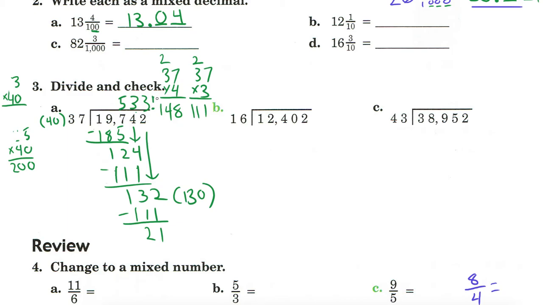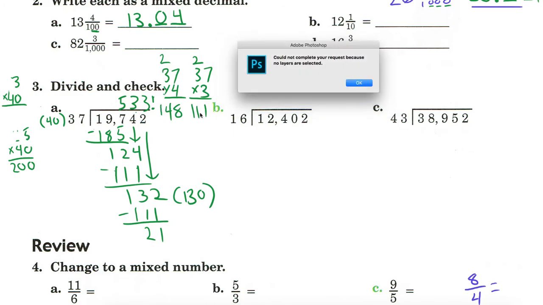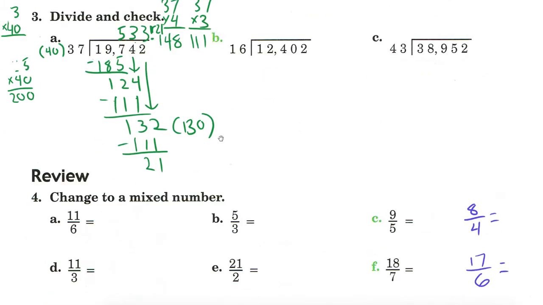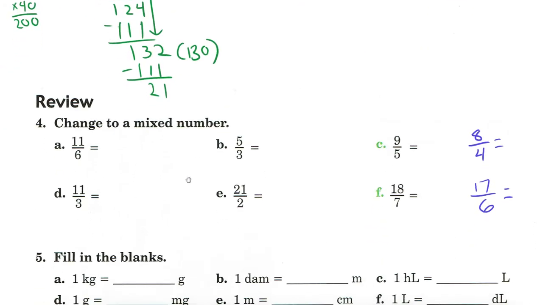So it's 533, remainder 21. Hold on for a second. Remainder 21. Okay.